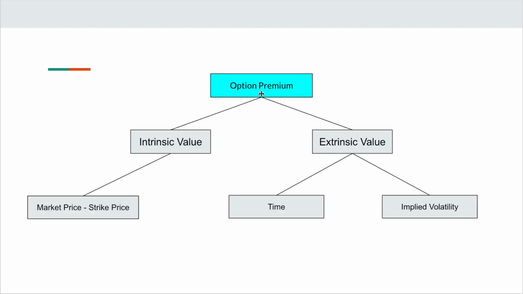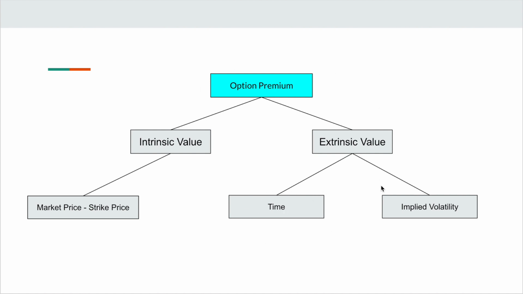So option premium price breaks down to intrinsic value, which is the market price minus the strike price at expiration. We'll go into an example which gives you an exact number of how that is made. And then extrinsic value is time and implied volatility. So remember how options have a time decaying factor, so there is an expiration point. That plays a factor into the price of the option.